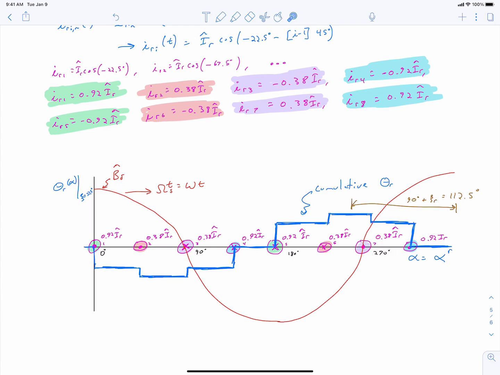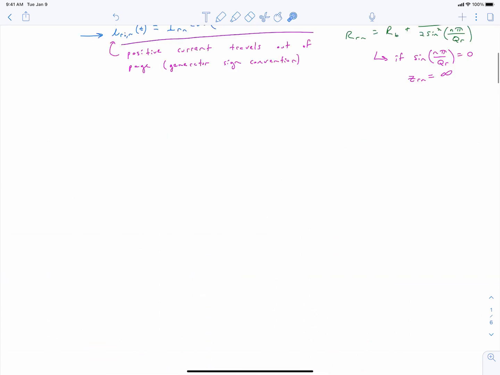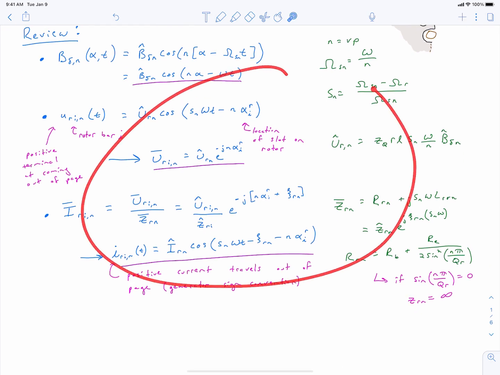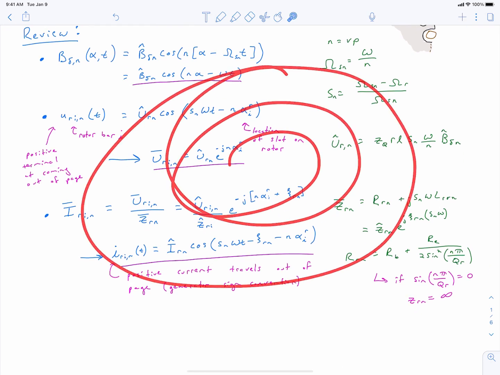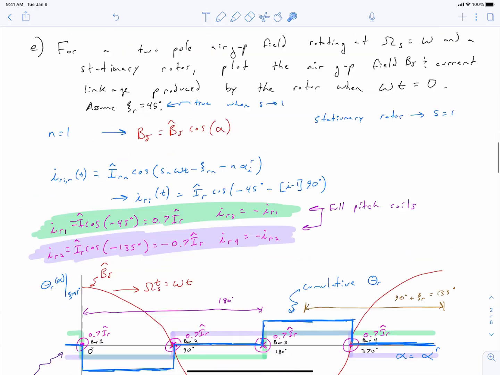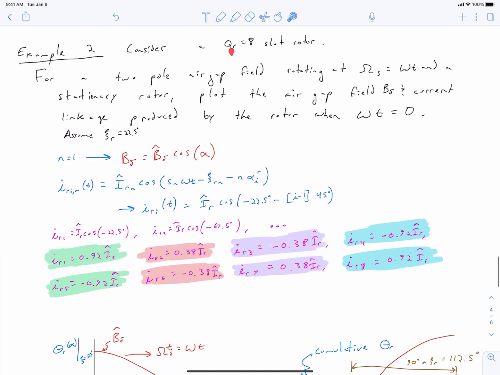So that concludes this example. In this video, we have reviewed several examples where we calculated the induced rotor voltage and currents in a cage rotor and the corresponding fields. We summarized our key results from previous videos, and we used those in this analysis. We studied a QR equals 4-slot rotor, and then finally a QR equals 8-slot rotor with different numbers of pole pairs for the stator field excitation.